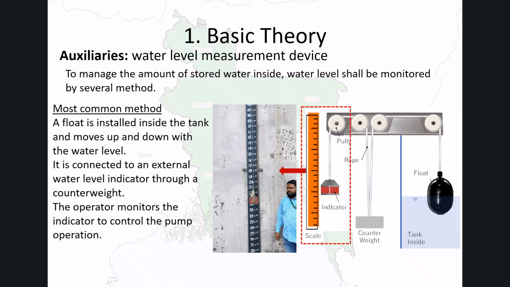Some tanks are equipped with a water level gauge to measure the water level inside the tank. This is a common specification used in Porsche water supply facilities. As the float on the water surface inside the tank moves up and down, an indicator on the outside wall of the tank moves accordingly to display the water level.